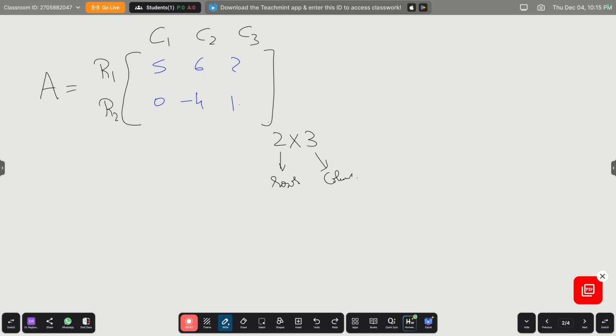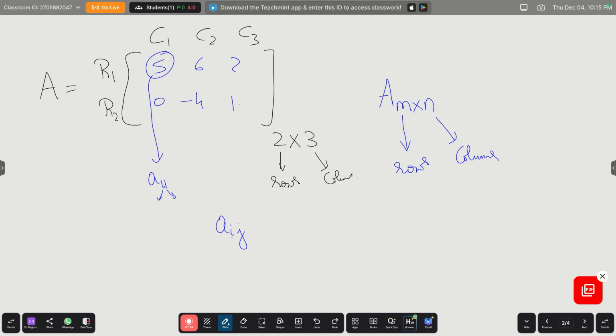So in other words, suppose A is of order m cross n, that means there are m rows and n columns in the matrix A. And this 5 is the element A11 because it's sitting in the first row and first column. In other words, Aij is the element which is in the ith row and jth column. And one more example, this one is sitting in the second row and third column. So this element is A23.